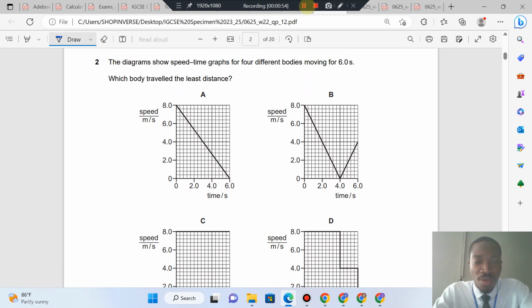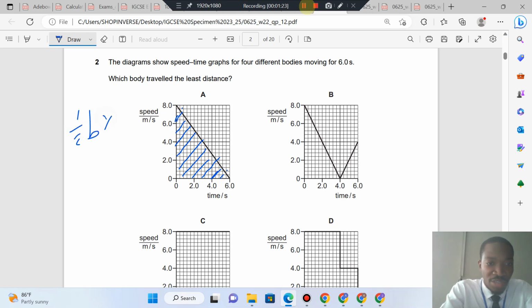Question 2. The diagrams show the speed time graphs for 4 different bodies moving for 6 seconds. Which body traveled the least distance? How do you find the body that traveled the least distance? You know, the distance is the area under the graph. The area here, this area I'm shading represents the distance here. And the shape here is a triangle. So the area of this shape is half base times height. That's how you find the area of this triangle, okay?